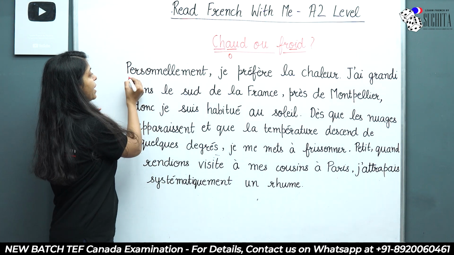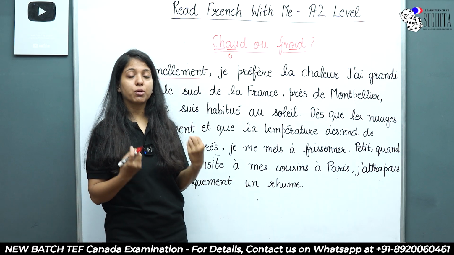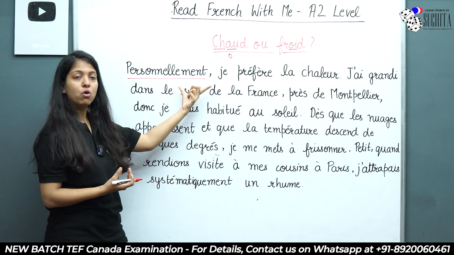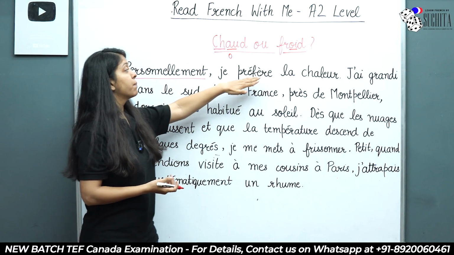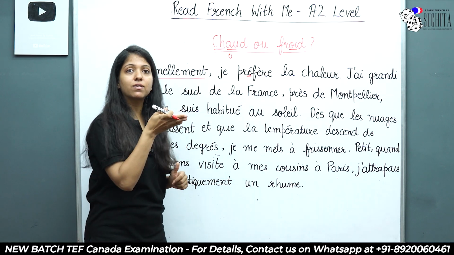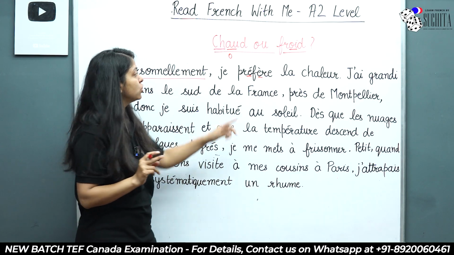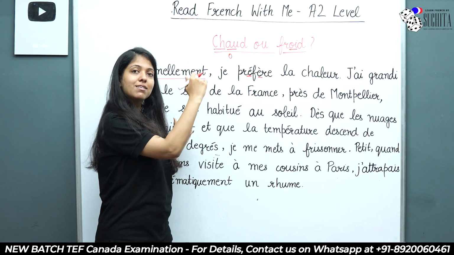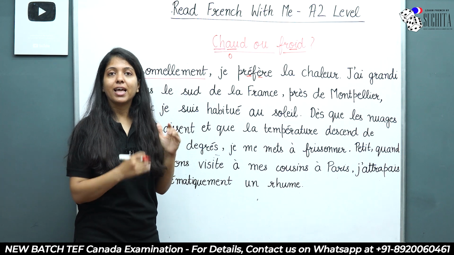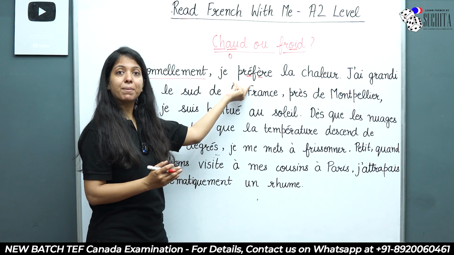Personnellement, personnellement. Now MENT, the pronunciation is mon, mon. So personnellement, je préfère, préfère. Now if you see here we have accent aigu and here we have accent grave. There are two accents in French. One is aigu, another is grave. The pronunciation of this in French is A, like in English we say A, B, C, D. So this becomes pré.